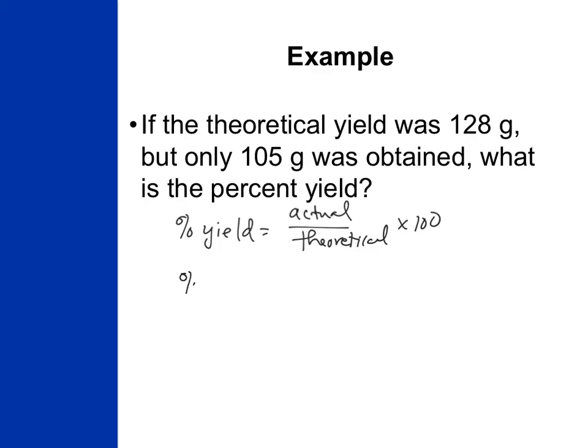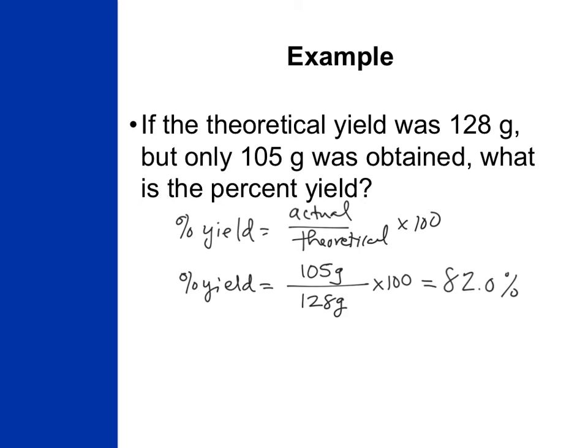Percent yield is defined as the actual yield over the theoretical yield times 100. So for our example, the percent yield is our actual yield, 105 grams, divided by our theoretical yield, 128 grams, times 100. If we work this out, our percent yield is 82.0%. That's pretty good. We formed 82% of what we could have or should have formed compared to the theoretical yield.